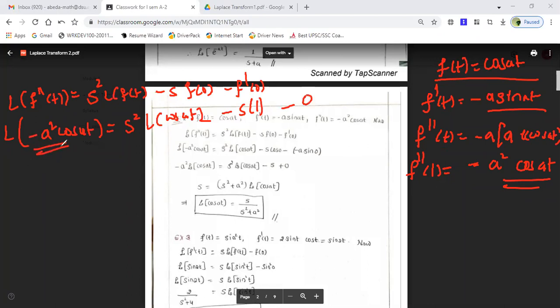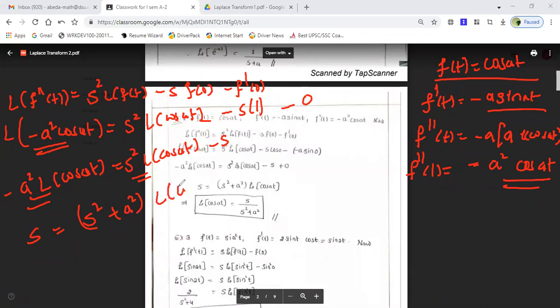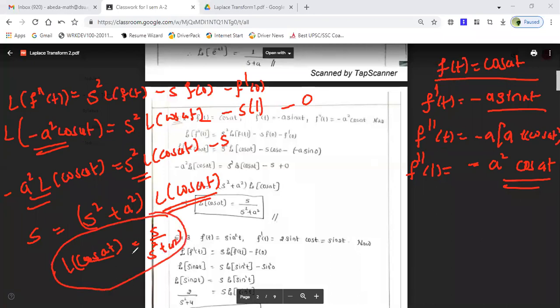Here you can see this term is with respect to again k into some f of t. I can write this as minus a square into L of cos at and this is equal to s square into L of cos at minus s. So here this term also includes cos at, this term also includes Laplace transform of cos at. I take this on the right hand side and this s on the left hand side. So s is equal to s square plus a square into L of cos at. But I am interested in this. Therefore, L of cos at is equal to s upon s square plus a square. Are you following, guys?